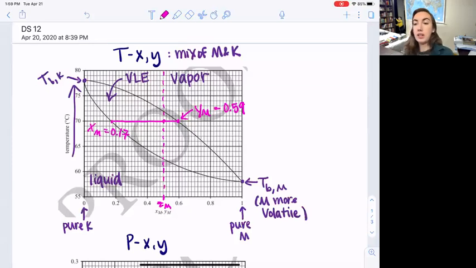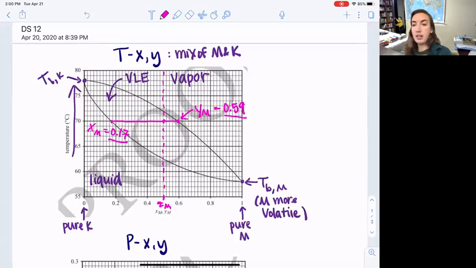So this is really useful. It's really easy for us to read off of a graph. If I had a mixture of M and K that had a mole fraction of M of 50%, or 0.5, and then I heat that mixture up to 70 C, I'll be at vapor equilibrium, and I'll have a vapor phase where my mole fraction of M is 0.59, and a liquid phase where my mole fraction of M is 0.17.